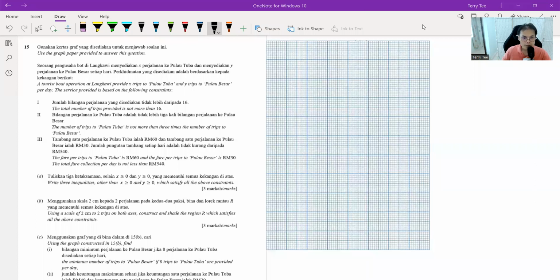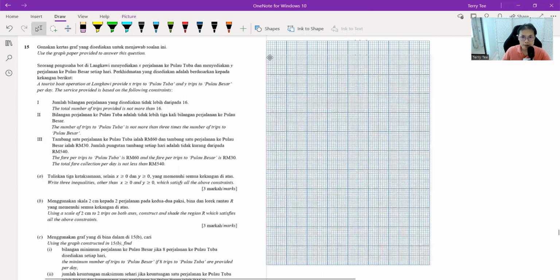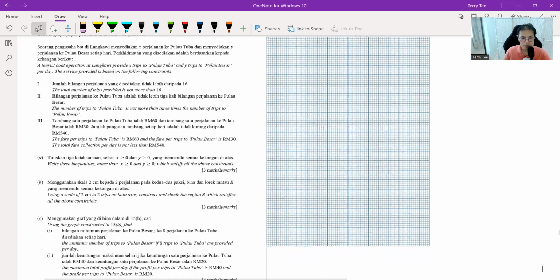Okay, last question, question number 15. All right, so here we're supposed to use this graph paper and sketch a graph. Let me adjust this, make it a bit lower. This is a linear programming question. All right, let me move this down a little bit so I can see the whole question.